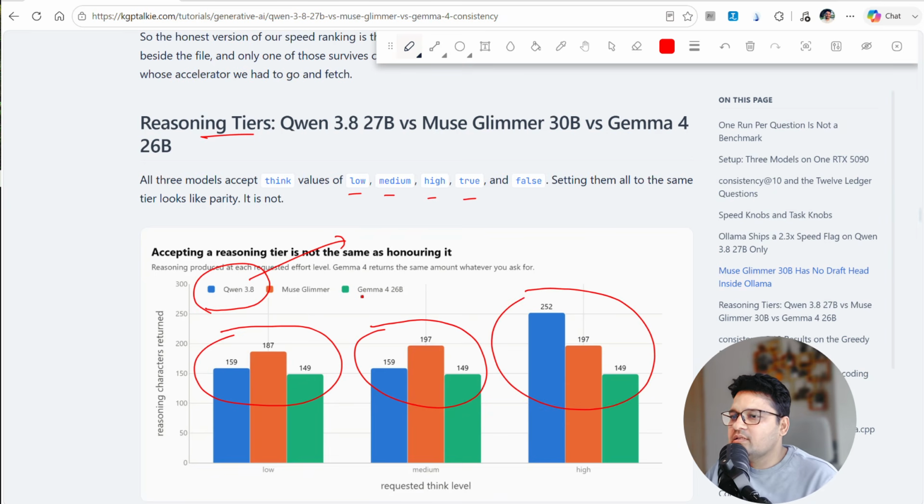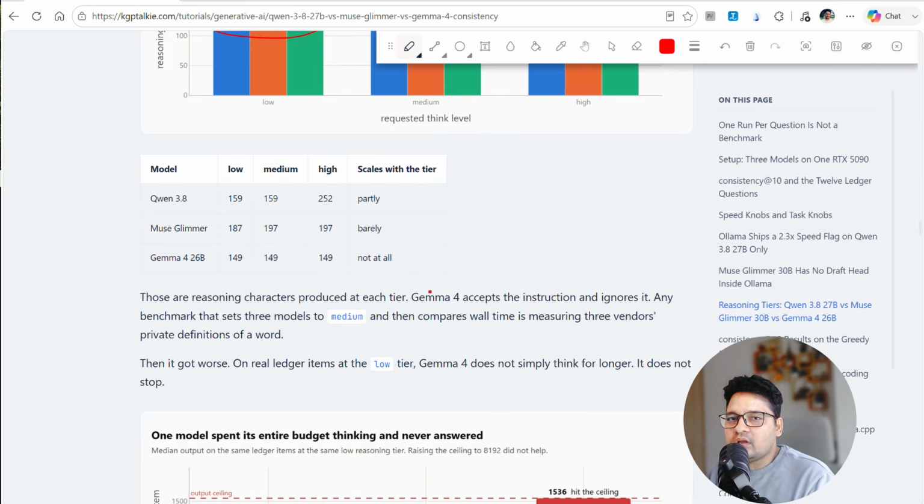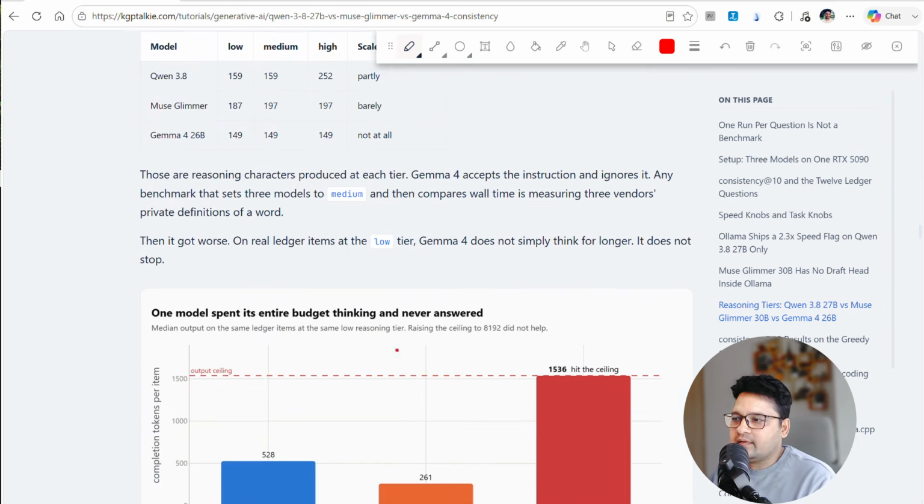So what are you noticing here? One thing you will notice is that they are generally not changing much. Even if I change the reasoning effort, low, medium, or high, they are almost the same, in the same range. Why is it happening? It seems like Ollama is not honoring the reasoning level which we select through the API. So that is the reason.